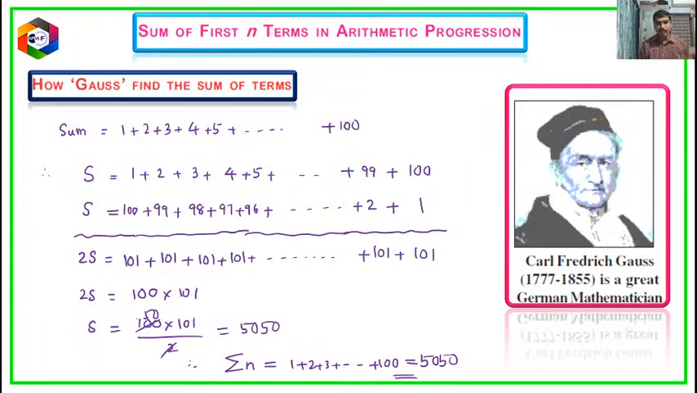Now, whatever method Gauss applied to find the sum of 1 to 100, the same idea can be used to find the sum of the first n terms in an arithmetic progression. Okay? Yes, the same idea. Based on that we are able to get a formula. Let us observe keenly, children.